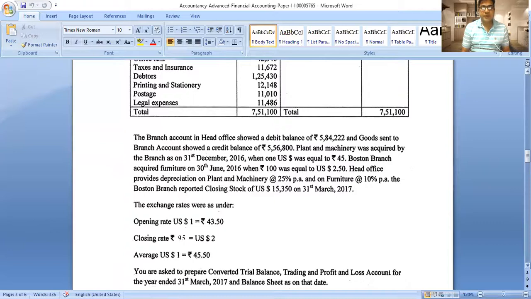The exchange rates were as under: opening rate $1 is equal to rupees 43.50, closing rate rupees 95 is equal to $2, average rate $1 is equal to 45.50. You are asked to prepare the converted trial balance, trading account, profit and loss account, and balance sheet. So you can easily do this particular sum. I don't think you have a doubt.